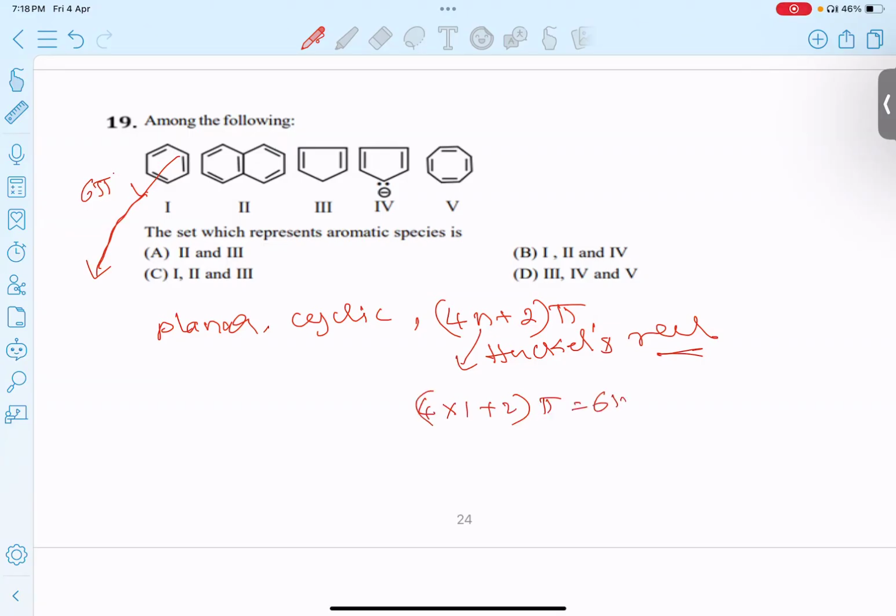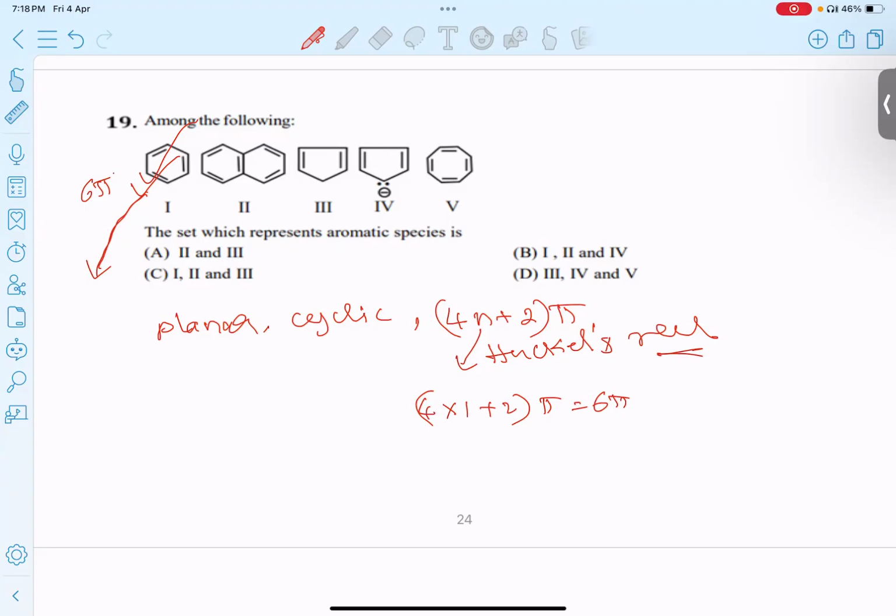5, that is equal to 6 pi electrons. So structure 1 is aromatic. Let us check structure 2. Structure 2 compound is naphthalene. So here this is also cyclic in nature and a planar molecule.